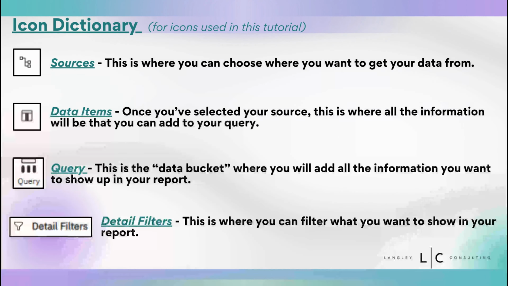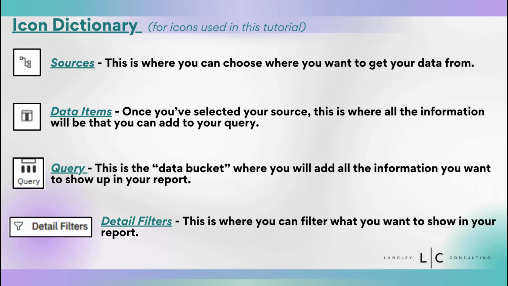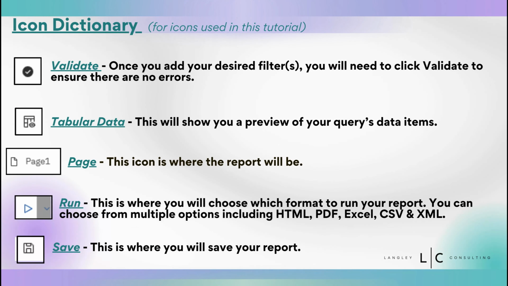Query. This is essentially the data bucket, where you will add all the information you want to show up in your report. Detail filters. Here is where you can filter what you want to see on your report. For example, in this tutorial, we used the less than greater than terminated expression to show all employees that are not terminated. Validate. Once you have added your desired filters, you need to click Validate to ensure there are no errors. Tabular data. Click on this icon to see a preview of your query's data items.